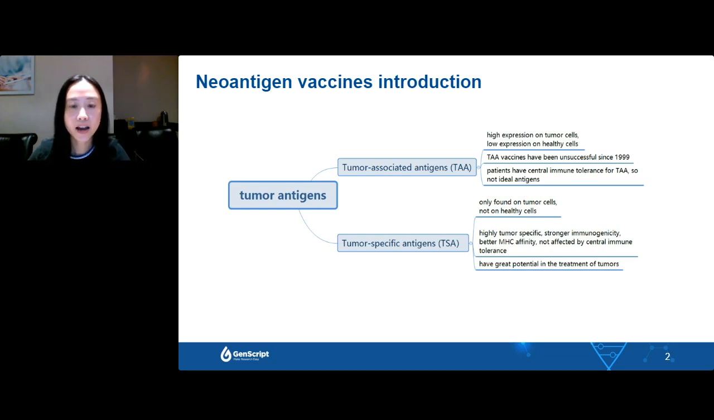Because of AI technology and also NGS sequencing technology, we got a chance to find TSA. It can only be found on tumor cells, but not on healthy cells, which makes it a very good potential for the treatment of tumors. Another advantage is that it is highly tumor-specific and has strong immunogenicity, better MHC affinity, and is not affected by central immune tolerance. So this TSA gave us hope to develop a new kind of vaccine.